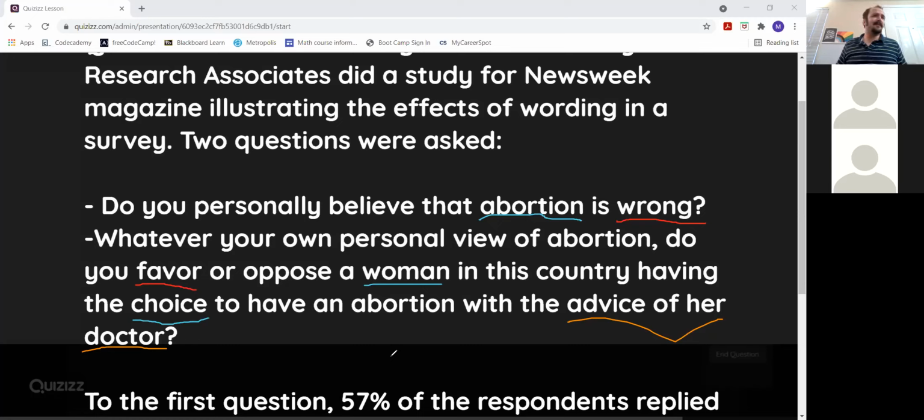Both of these are really horrible. If you actually want to know people's opinions on abortion, you should not ask either one of these, right? But if you were agenda driven and you just didn't care about reality so much, do you personally believe that abortion is wrong? This would be used by what? Someone that opposes abortion, an anti-abortion advocate, right? They would probably use this first question. Whereas someone that was pro-women's rights would probably use the second question.